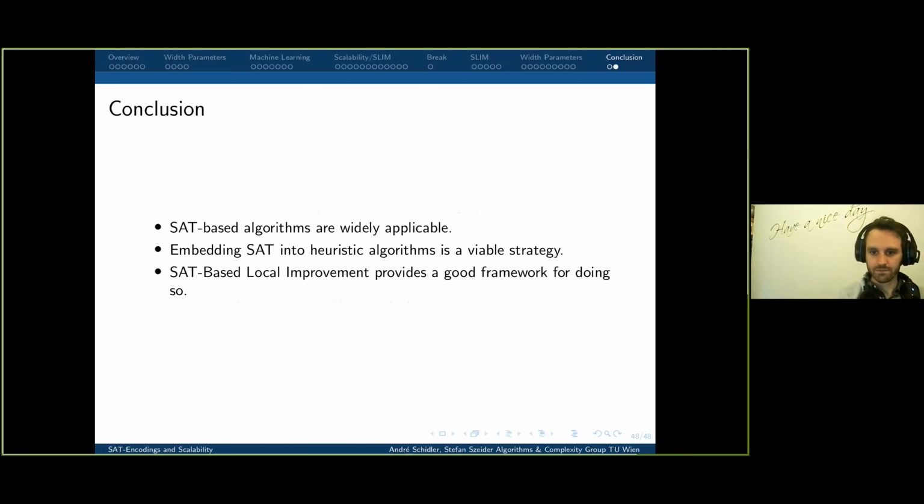And this concludes the talk. I hope the takeaway for you is that SAT-based algorithms are widely applicable, and it's a viable thing to look at when you want to solve your new fancy problem. Then, embedding SAT into heuristic algorithms is actually a viable idea. It's not just a nice theoretical trick, but it actually works well in practice. And SAT-based local improvement is a good framework to try to apply to your problem. So I hope there are more questions at the end of this part.